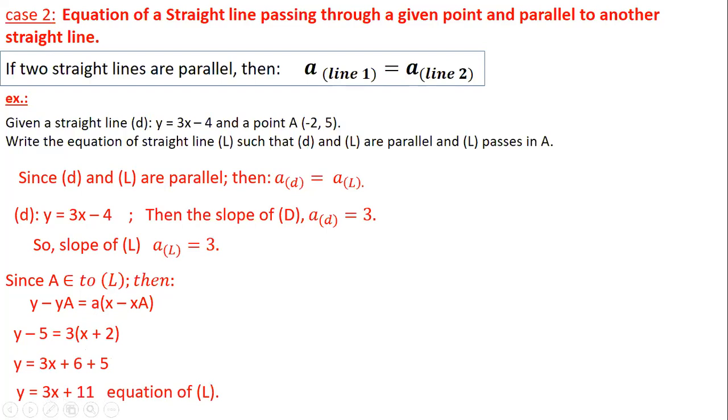Equation of L. Can you see something here? This is line D. Again, what is the slope of D? 3x. Not just 3, I mean. What is the slope of L? 3. So they have the same slope. Then D and L are parallel, as the question says, because their slopes are equal.